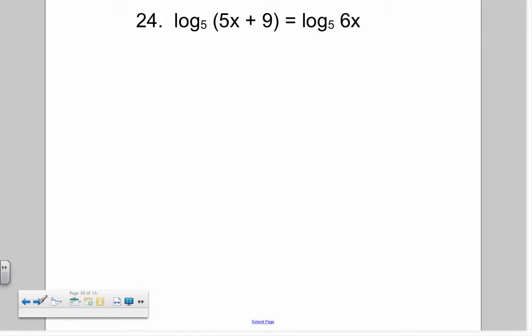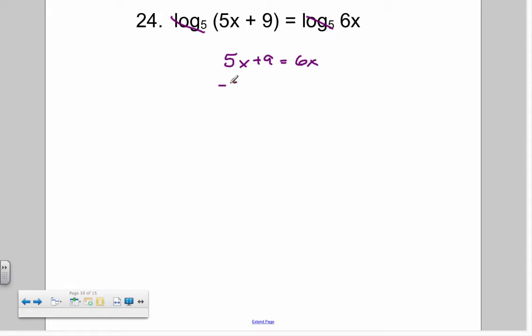Let's start with number 24. We have a logarithmic equation: log base 5 of 5x plus 9 equals log base 5 of 6x. Well, when we have a logarithmic equation where there's logs on both sides and they're condensed on both sides of the same base, we can just simply drop the log. So in this case, we're going to just drop the log base 5 on both sides and set 5x plus 9 equal to 6x. And then I solve.